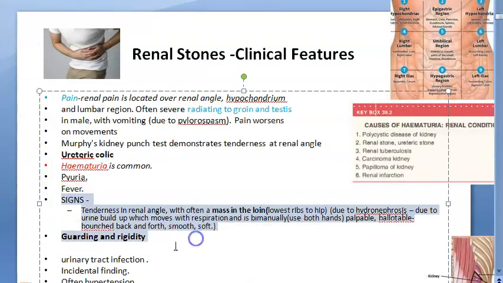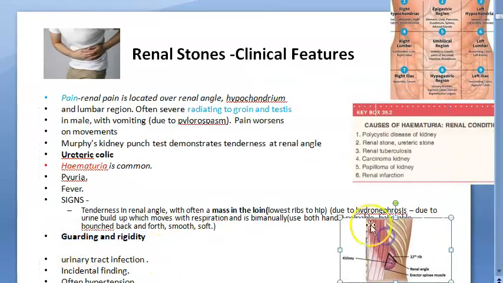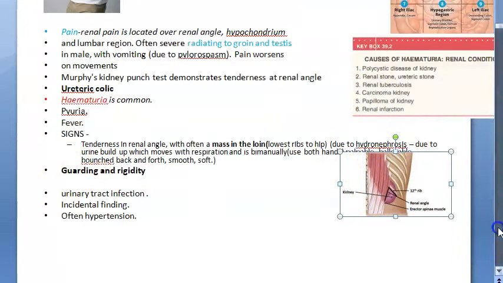In signs, you will see that there is tenderness in the renal angle, there can be a mass in the loin, which we have explained the details of the type of mass, and there can be guarding or rigidity. These people can have urinary tract infection, and you may also have hypertension in these people. Okay, so this is the renal angle, guys. You have looked at all this in the previous video.